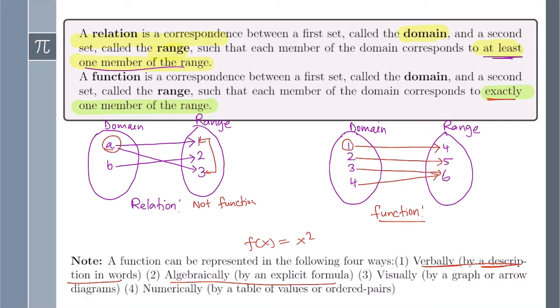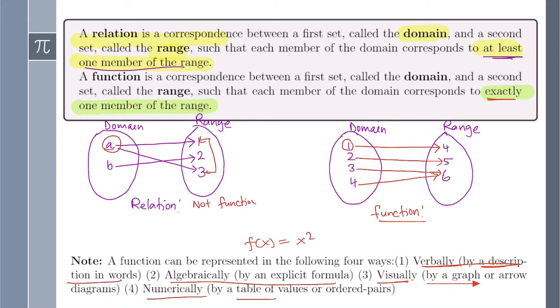So the next one is visual. We can either represent a function by a graph or this mapping diagram that I just drew up here. And then we can also represent a function numerically in a table. So for example, this one, the first relation, we can also write these in ordered pairs.